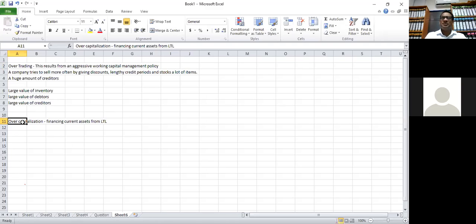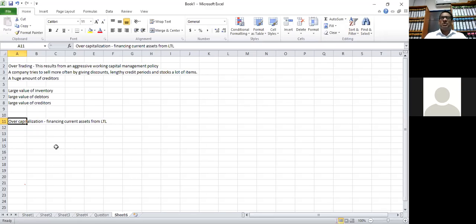Is it a good thing? Yes or no? Tell me. Overtrading, we know it's not good. Overcapitalization is a good thing? You take a long-term loan and from the proceeds of the long-term loan, you buy inventory. You give other people credit. Is it a good thing? That is also not a good thing.